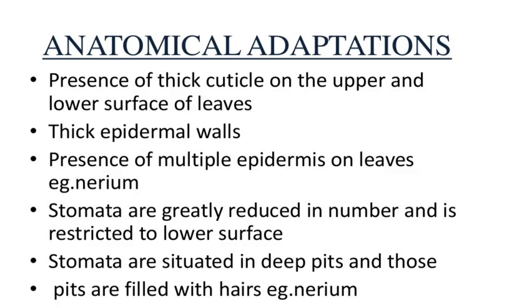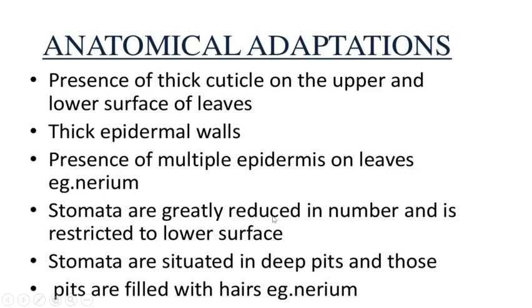Now let us see internal adaptations. What internal modifications are there? If we take a section of root, stem or leaves, we will see the presence of a thick cuticle. Cutin deposition is there to check the loss of water on the upper and lower surface of the leaves. Epidermis is multi-layered, that means they have thick epidermal walls. If we take a section of nerium leaf, you will see a 3 or 4 layer epidermis to check the loss of water. Presence of multiple epidermis on leaves, for example, nerium.